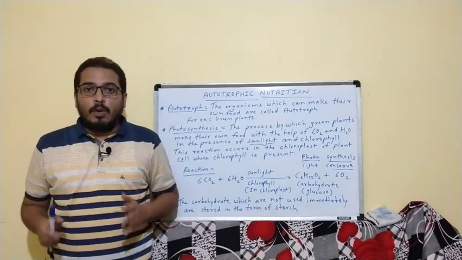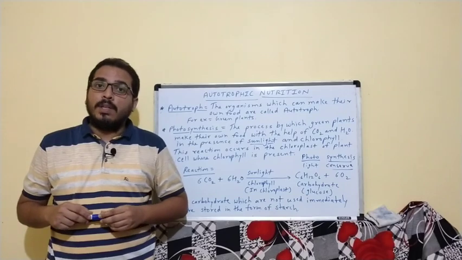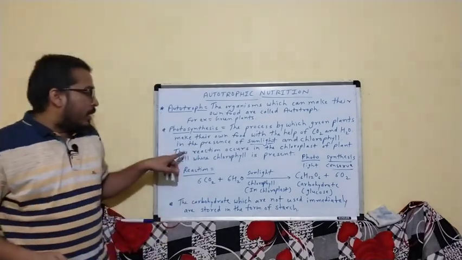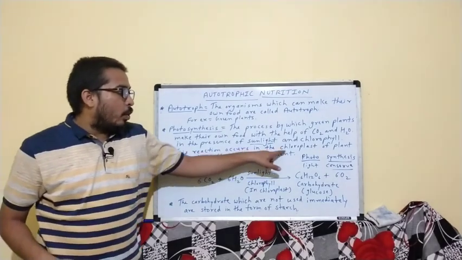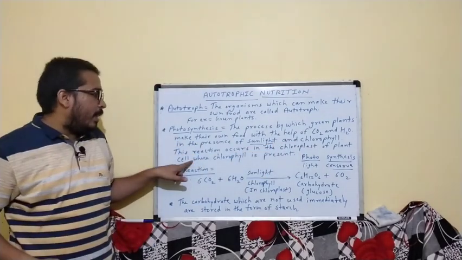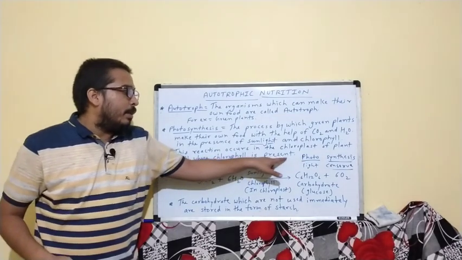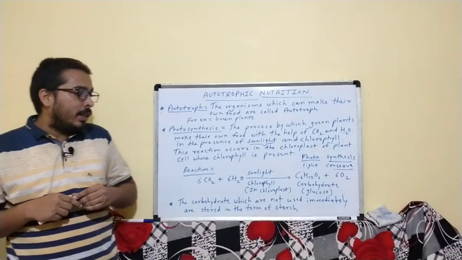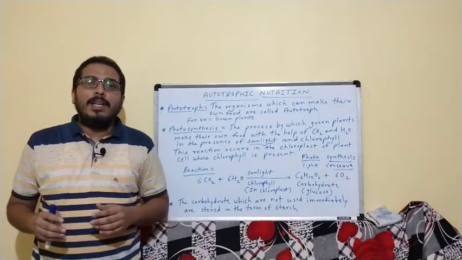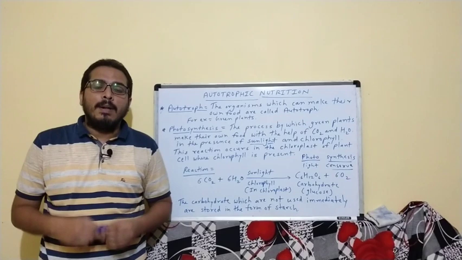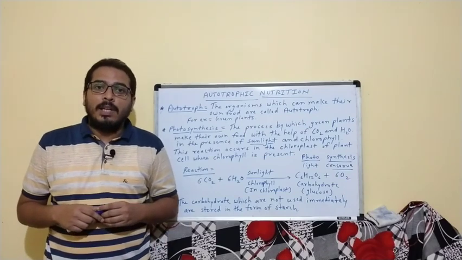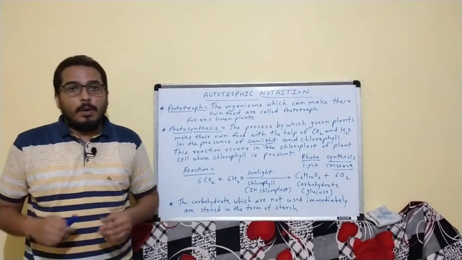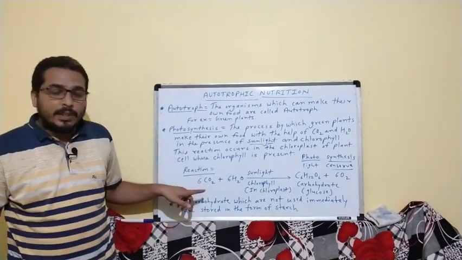Suppose the question is asked where this chlorophyll is present. You can say that chlorophyll is present in the chloroplast of the cell. Chloroplast is a cell organelle. This reaction occurs in the chloroplast of the plant cell where chlorophyll is present. You already read in class 9th that the plant cell has one cell organelle called plastid, and if this plastid has chlorophyll, it is called chloroplast.